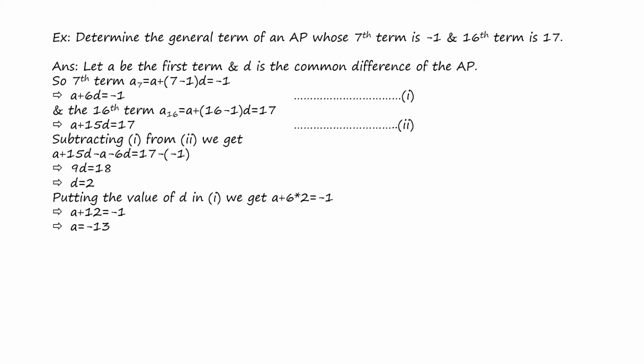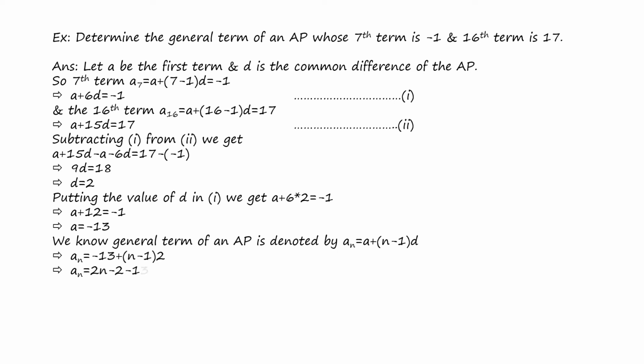So we got D and we got A. Now we have to find out the general term. We know the general term of an AP is denoted by AN equals A plus (n minus 1) whole into D. So by putting the respective values of A and D, we can derive the general term. So AN equals minus 13 plus (n minus 1) whole into 2, or on solving we get AN equals 2n minus 15. So the general term of the given AP is 2n minus 15.